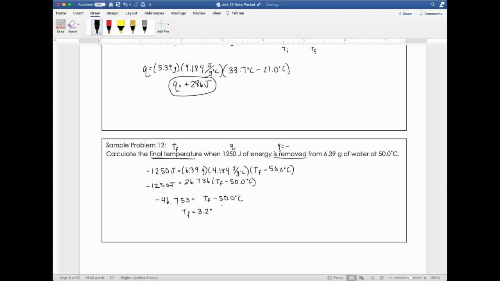And I'm going to keep mine to just one place after the decimal because that's the rule when you're adding. So your final temperature would be 3.2. In this case, it happens to work out. You could solve for delta T if you want to, but because I know delta T is equal to the final temperature minus the initial temperature, I just plugged that variable in and solved it that way. And I found that when I remove 1,250 joules of energy from that size sample of water, the temperature of water goes down to 3.2 degrees Celsius.